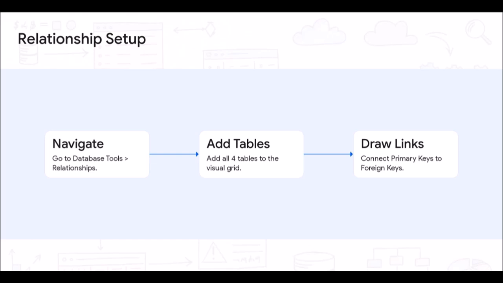First, navigate up to the Database Tools tab and click Relationships. Second, add all 4 of your tables to the workspace grid. Third, carefully click and drag the primary keys to their matching foreign keys. So for example, drag course ID from the course table over to course ID in the trainee table. This forms a one-to-many relationship. Oh, and always remember to check the box to enforce referential integrity. That little checkbox is what actually keeps your data accurate and prevents any orphaned records.